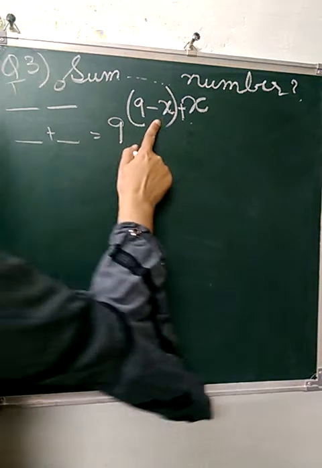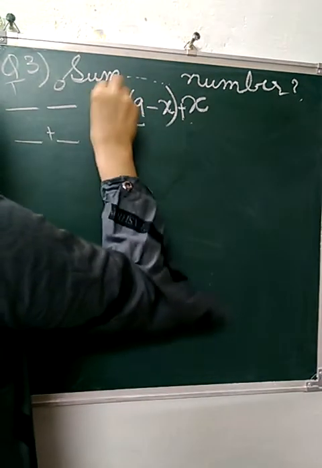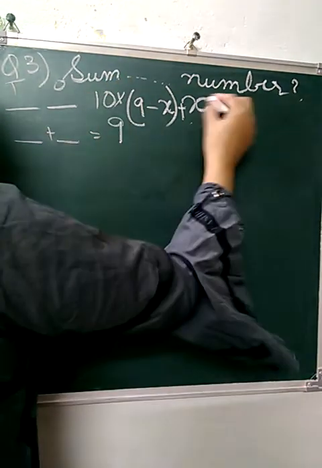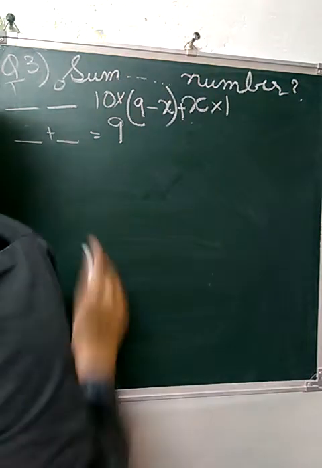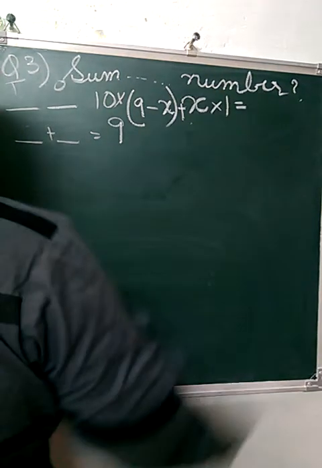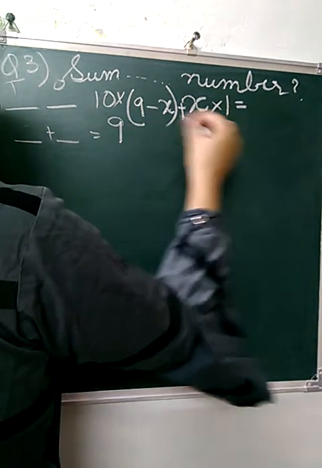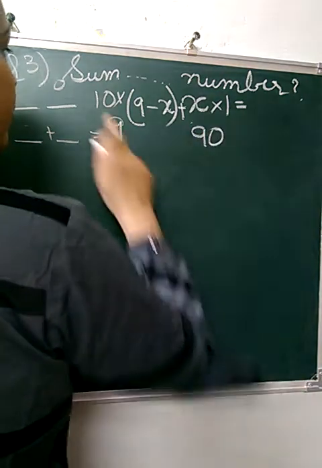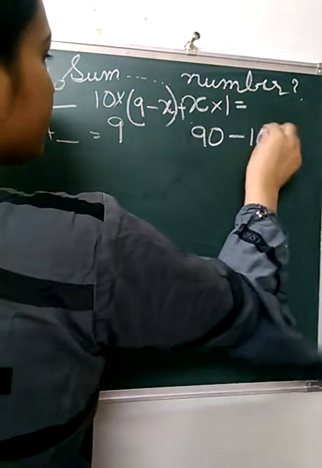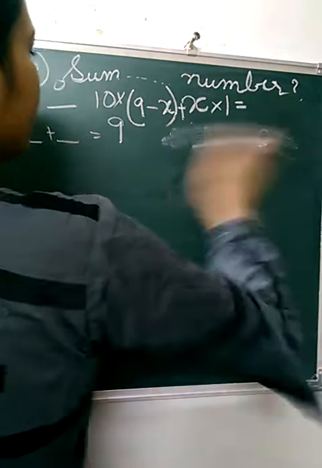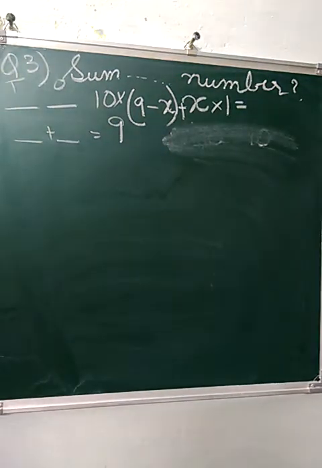Also this is in the tens place, so it will be multiplied by 10, and this is in the ones place, so it will be multiplied by 1. So what should be the total? 10 nines will give you 90, 10x, or let it be written like this only, we will do it afterwards.